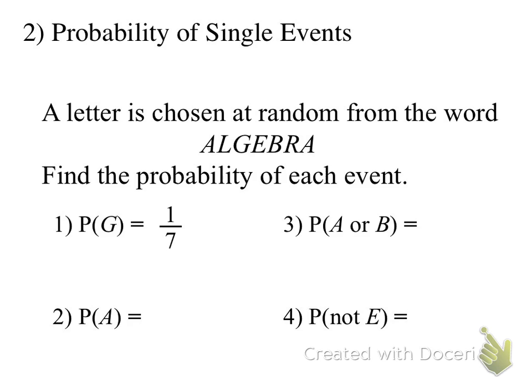Perfect. What about an A? Bella? 2/7. Good. And what about an A or a B? Dylan? 3 out of 7. 3 out of 7. You get it? You understand? And what about the probability of not pulling an E? Okay, not pulling an E. What is the probability of not pulling an E? Yes. 6/7. Okay, so we have 6/7. Exactly.